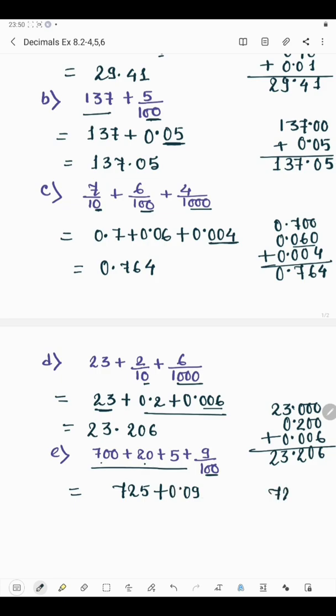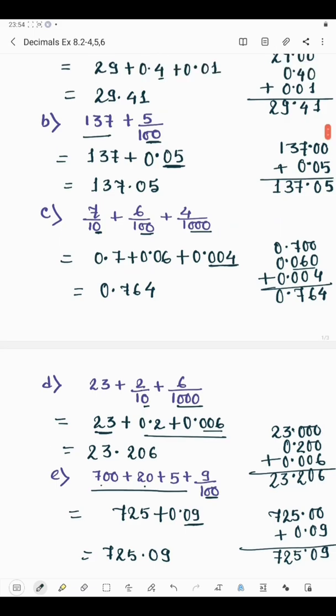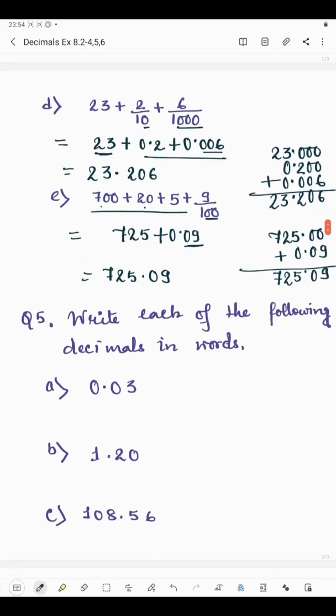Now 725 can be written as 725.00, as we have 2 places after the decimal. Now 0.09. Now we will add this. 9 plus 0 is 9, 0 plus 0 is 0, 5 plus 0 is 5, 2 and 7 will come down, so it will become 725.09.